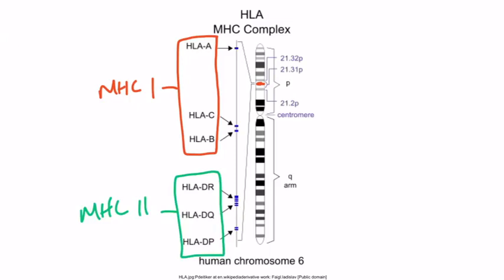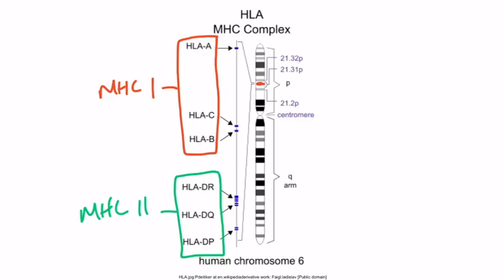Remember, A, B, and C are one letter, so that means they are MHC1, and DP, DQ, and DR are two letters for MHC2. One important thing to mention as well is that these genes are codominant, meaning both the father's and mother's alleles are expressed at the same time. This means that for MHC1, 6 genes are expressed: HLA-A, B, and C from mom, and also from dad. The same goes for HLA-DR, DQ, and DP.